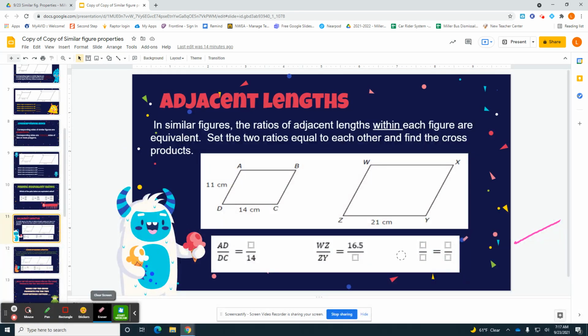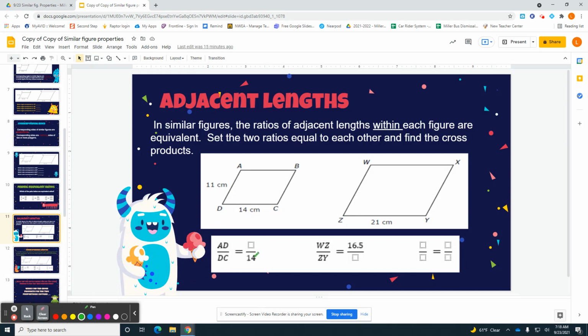Now, it looks like everything erased except this one little pink line here. So we'll erase it. All right, so it says adjacent lengths. So in similar figures, the ratios of adjacent lengths within each figure are equivalent. Set two ratios equal to each other and find the cross products. So with similar figures, you have adjacent lengths, and those are lengths that are across from each other.